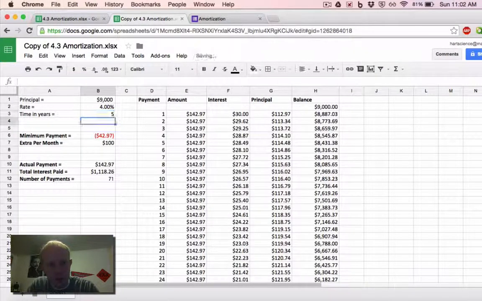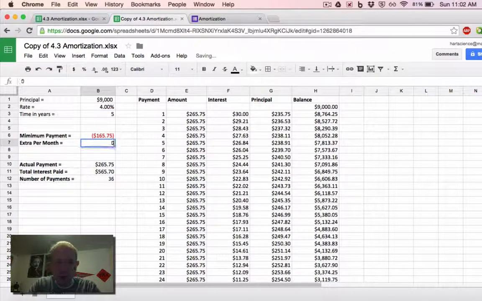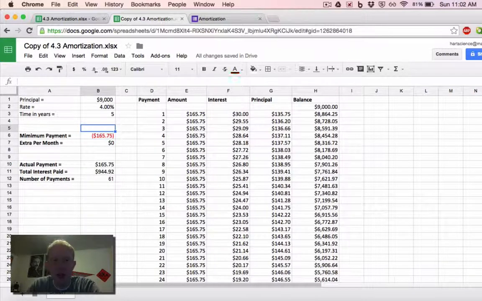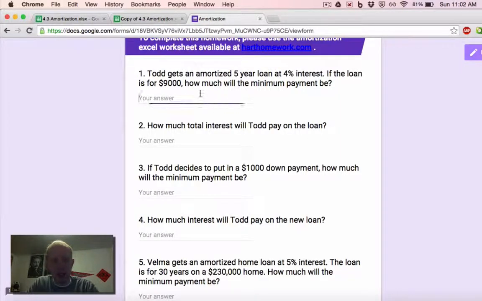Okay. So, and we're not paying anything extra per month. So there we go. So now we can see, oh, the minimum payment's $165.75 for this particular loan. Okay. So that's all you'd put in. So that means the minimum payment was $165.75. Okay. And then how much total interest will Todd pay on the loan?